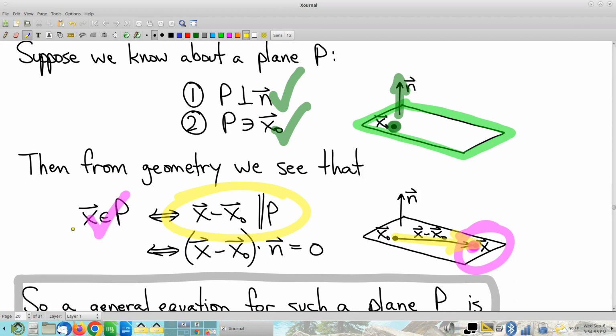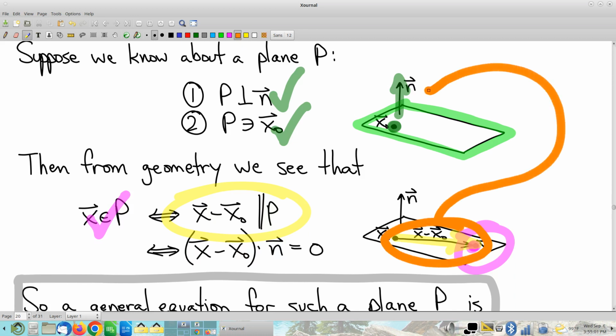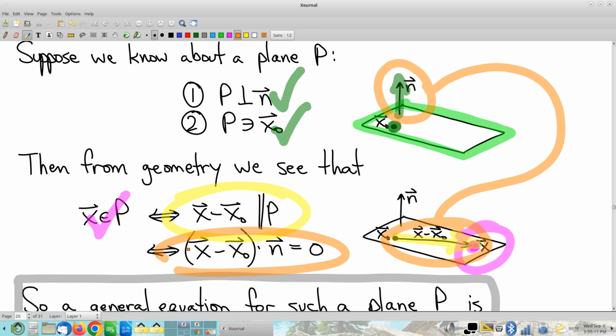And then, if that's parallel to the plane, keep in mind my n was perpendicular to the plane. That means that those two vectors would have to be orthogonal. Dot product is 0. And that's the test.